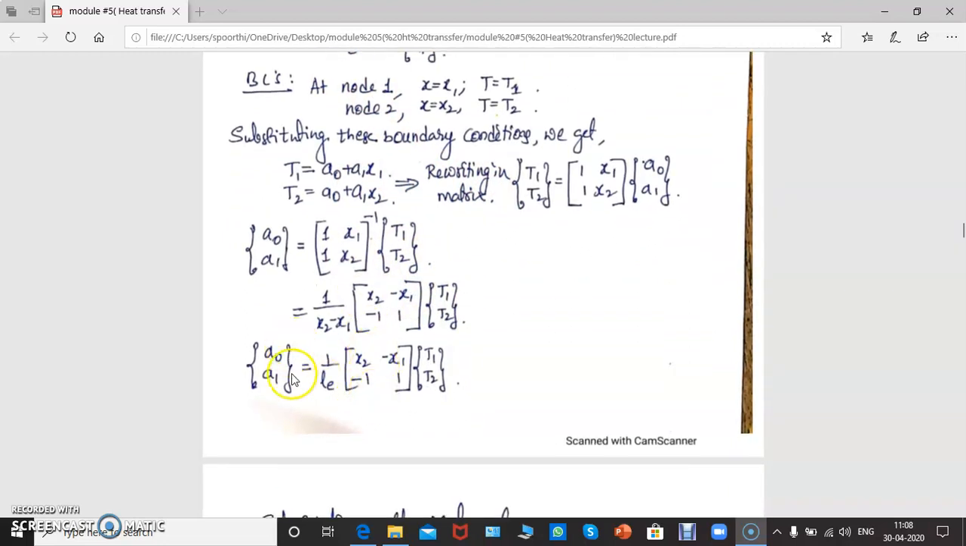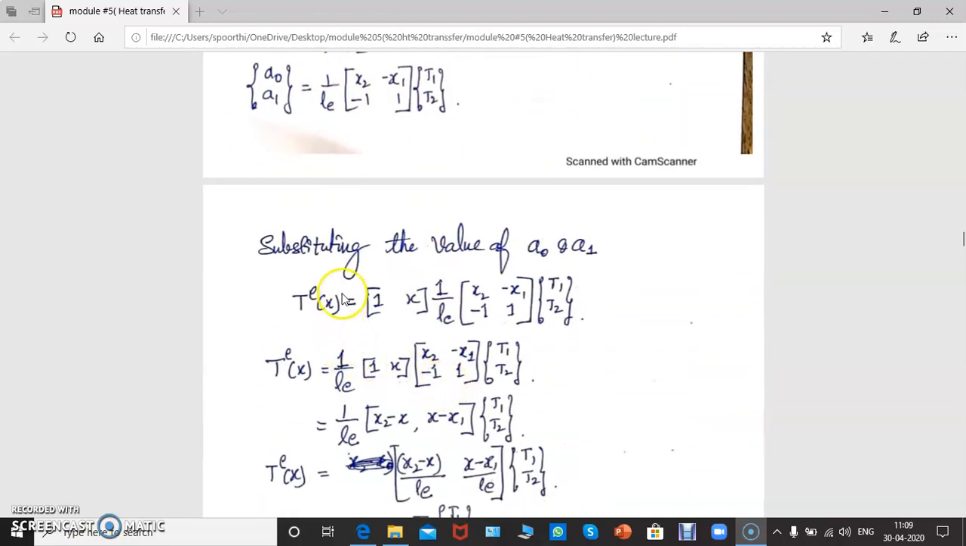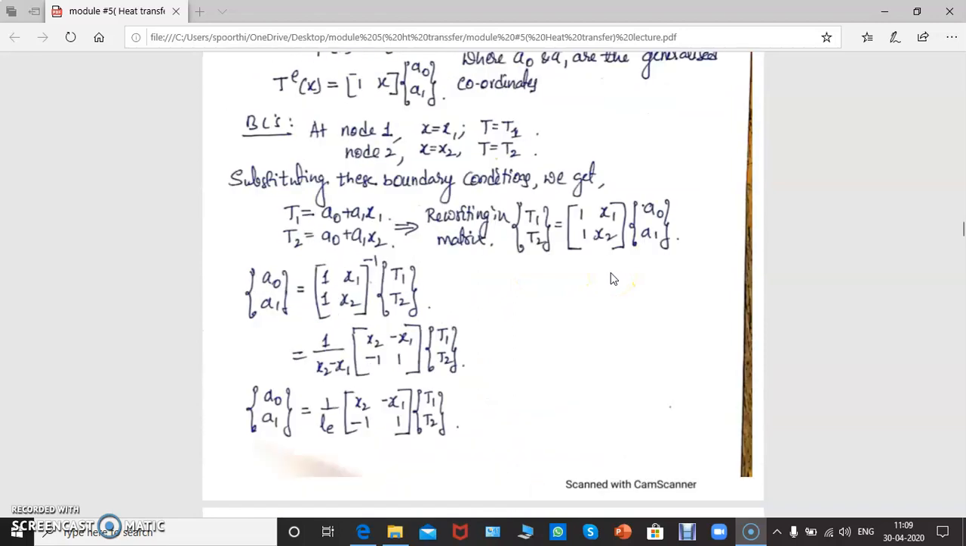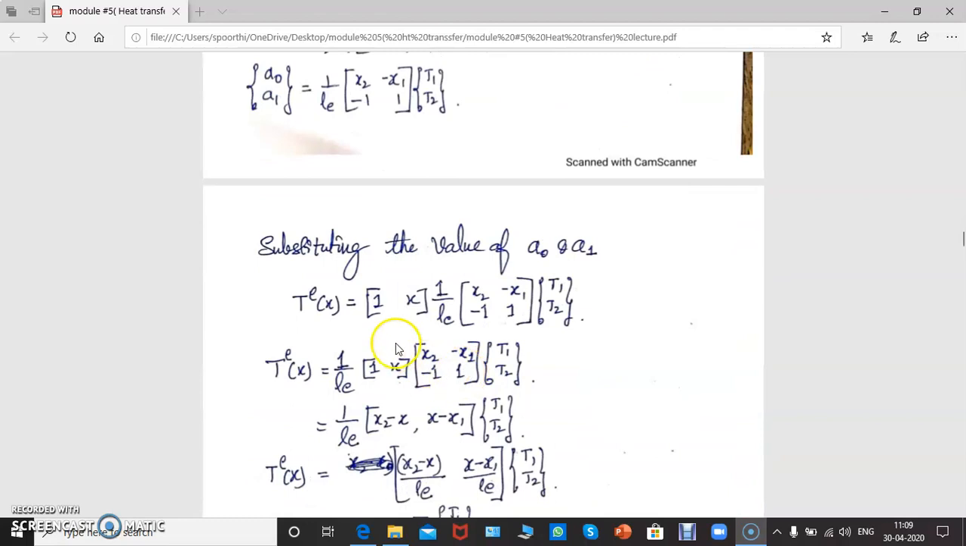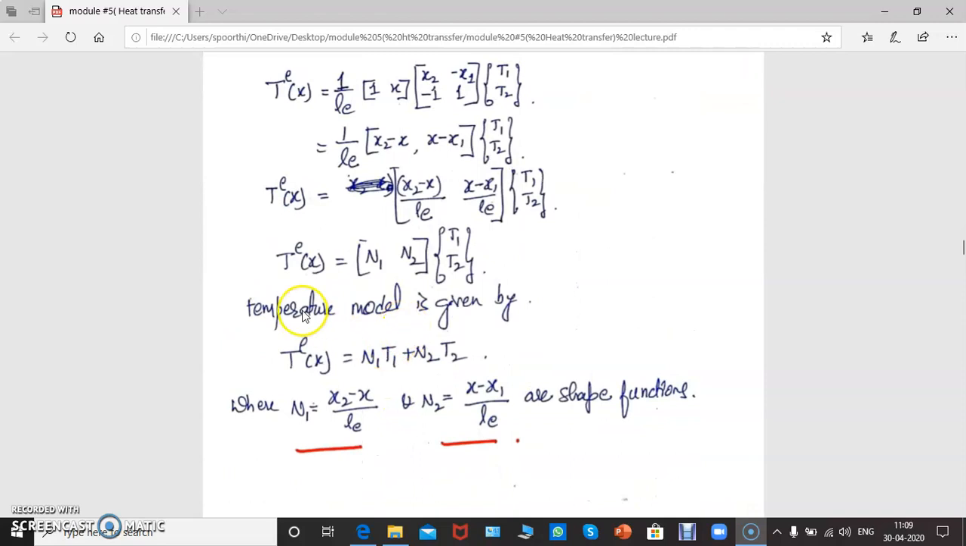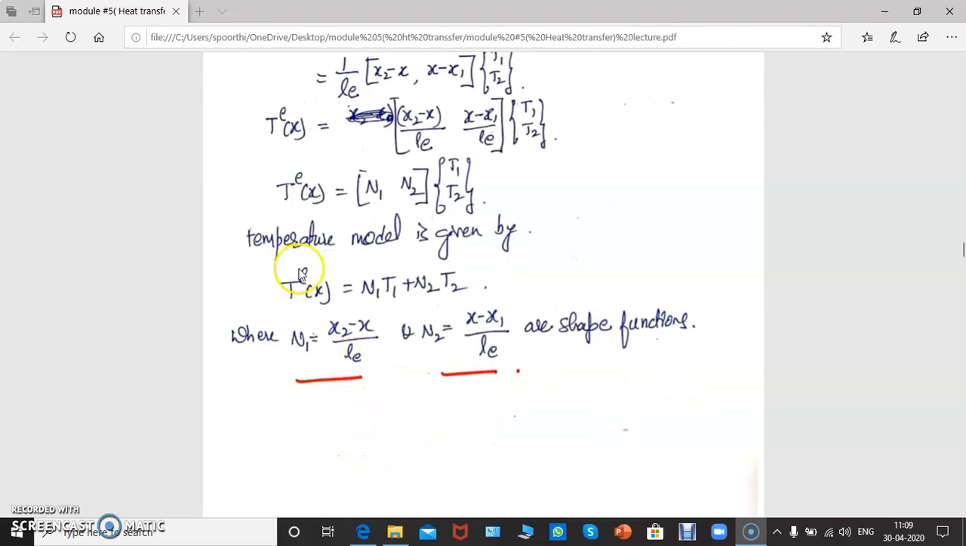When you rewrite, you get it like this: A0 A1 is equal to 1 by LE and all this. Then substitute the values of A0 and A1. You can get the values of A0 and A1 from here. Substitute into this, and finally, you will get the temperature at any x as x2 minus x, x minus x1 over LE, times T1 T2. So, this is N1 and N2. N1 and N2 are the shape functions. You should know that the temperature model is given by this one.